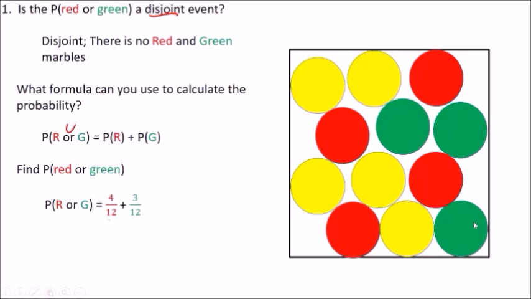3 of them out of the 12 are green, and I just add those two probabilities together. Right? 4 twelfths plus 3 twelfths would give us 7 twelfths. And there is the probability of red or green, given that they are disjoint events.